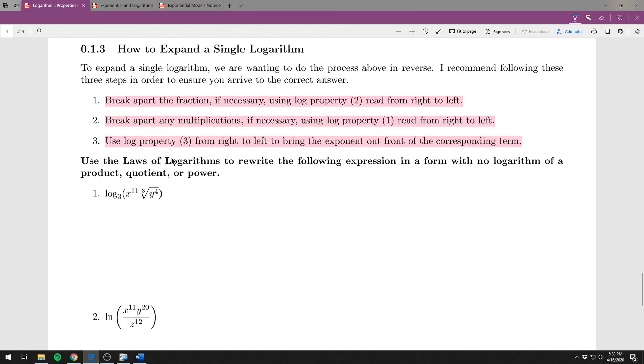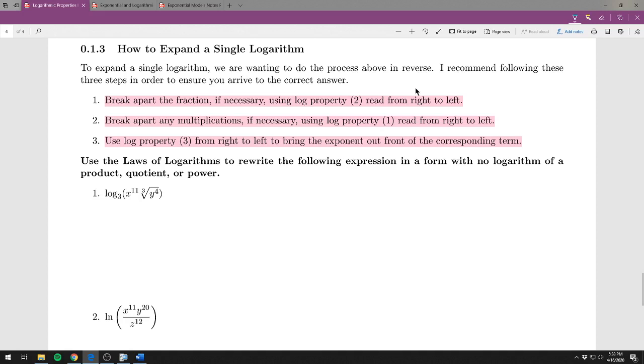Then break apart any multiplications you have. And multiplication inside will become addition outside. That'll be our first step with this one. And then the last step, because what we're going to want to do is write our forms with no logarithm of a product, no multiplication, quotient, no division, or no power, no exponents. You're going to have to move the power out front.